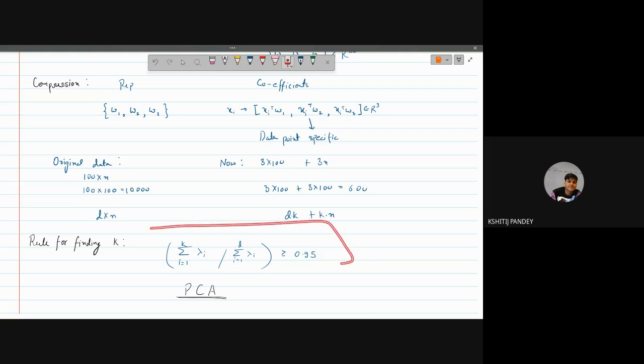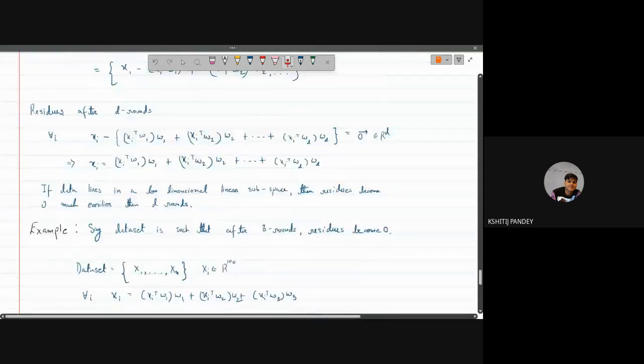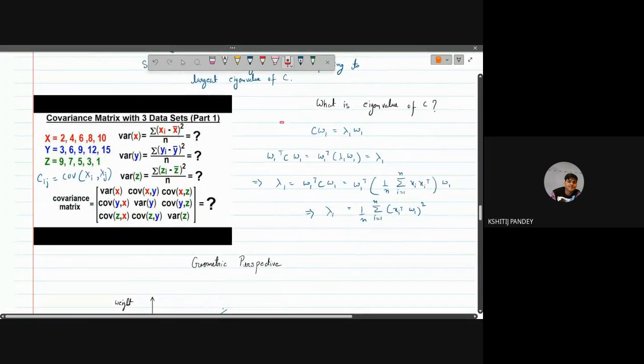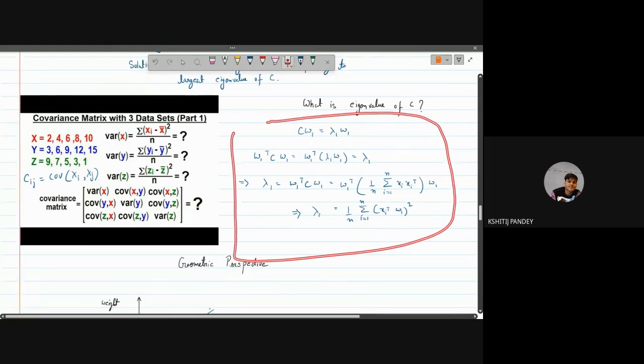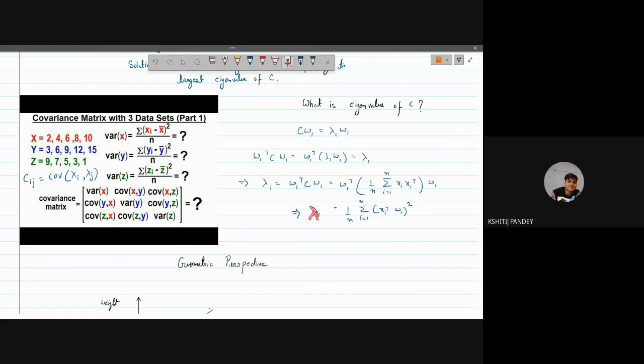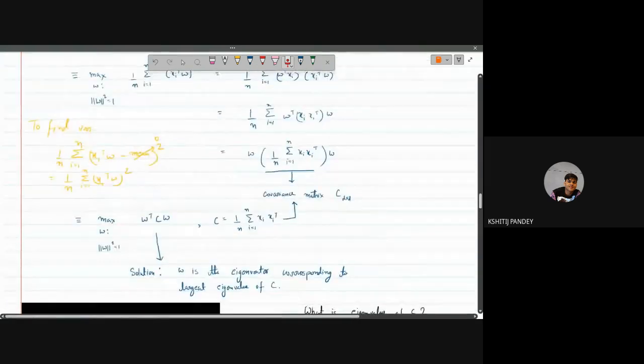Now, what is this lambda here? Why do we have lambda here? Let's discuss that first of all. In this explanation of eigenvalue and eigenvector, lambda is equal to this quantity, and this is the optimization problem. We want to maximize this quantity, and this quantity is actually variance. And how's that? Let's discuss.